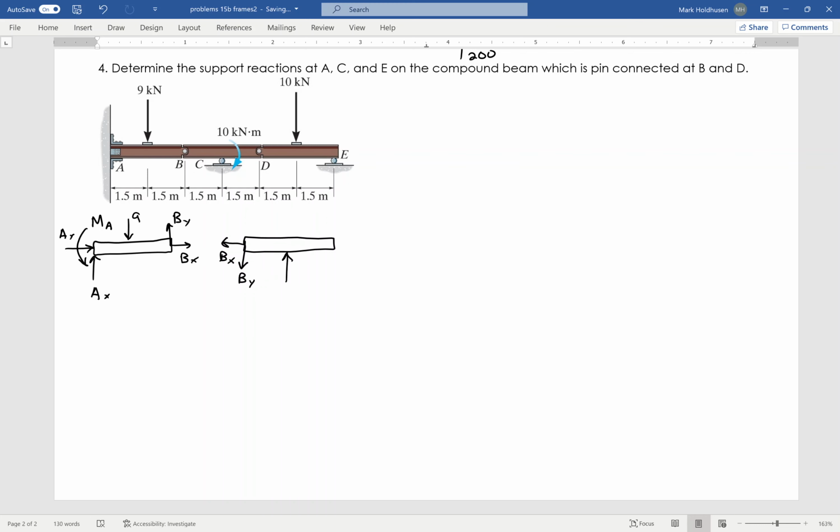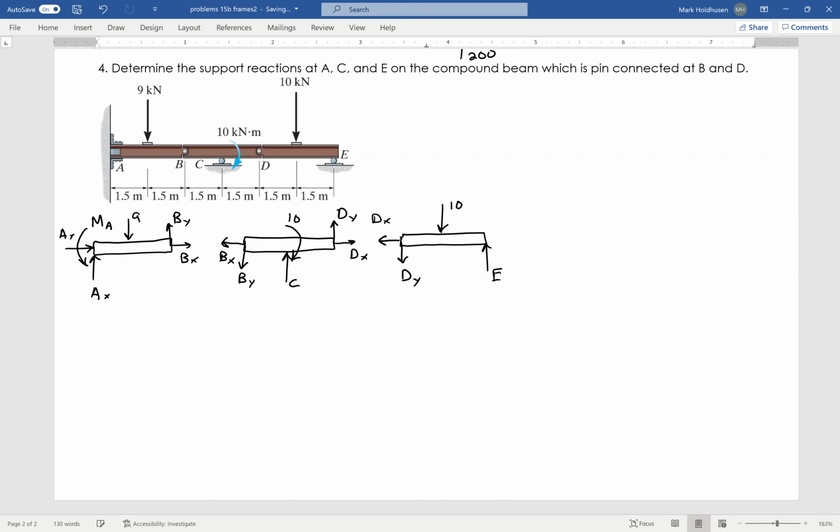I've got a reaction at C that I'm trying to figure out. I've got a couple moment applied here at 10, and then I've got a DX and DY pin just like I had before, which of course when I flip over to E, DX and DY are going to flip, like so. Oops, that's not a B, it should be a D, and then I've got 10 kilonewtons straight down. Now, I'm going to go through this kind of quickly. Hopefully you'll be able to follow things around.